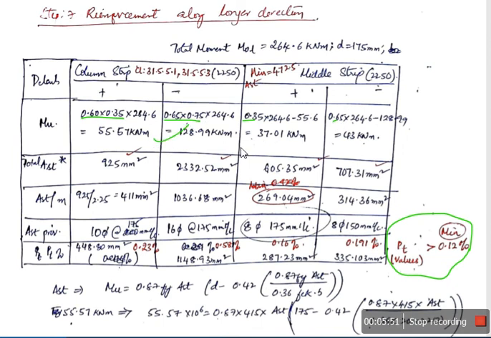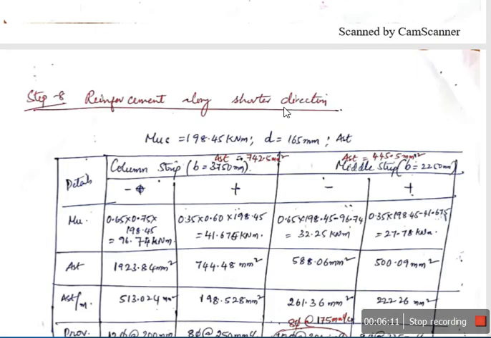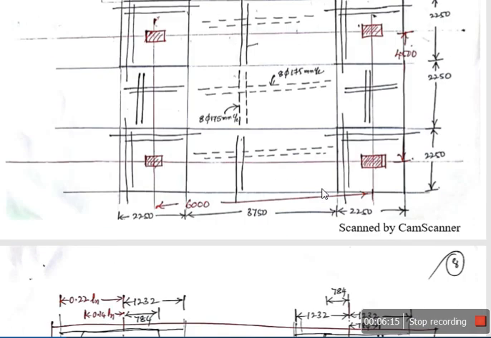When we have these values, we calculate using this formula. We calculate per meter and check these values against the minimum percentage, the minimum area of steel. Because this is less, we directly substitute 472.5. In this way we calculate the reinforcement for the longer direction, and in this way we calculate the reinforcement in the shorter direction. After calculating, we detail it and show the section and plan.